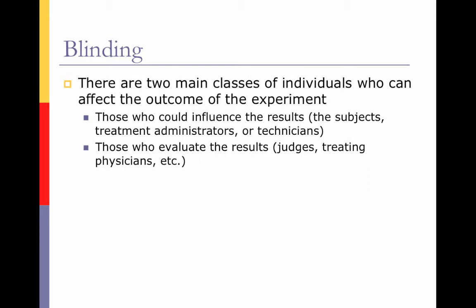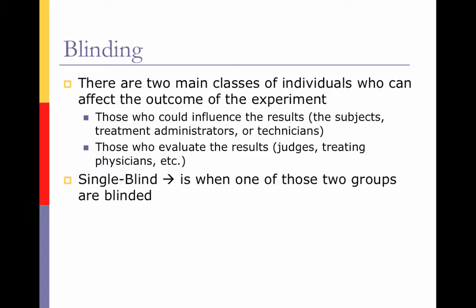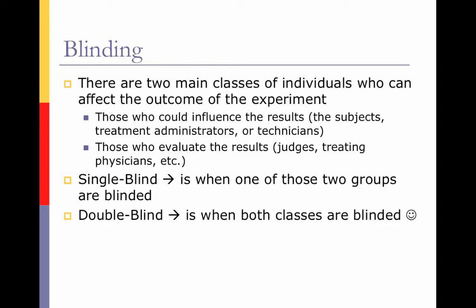So there are two main classes of individuals who can affect the outcome of an experiment. Those who can influence the results, so the subjects, the treatment administrators, or technicians, and those who evaluate the results, judges, treating physicians, etc. A single blind experiment is when one of those two groups are blinded. So one of those two don't know who was receiving what treatment. A double-blind experiment is when both classes are blinded. So both the subjects and those evaluating don't know who received what treatment.